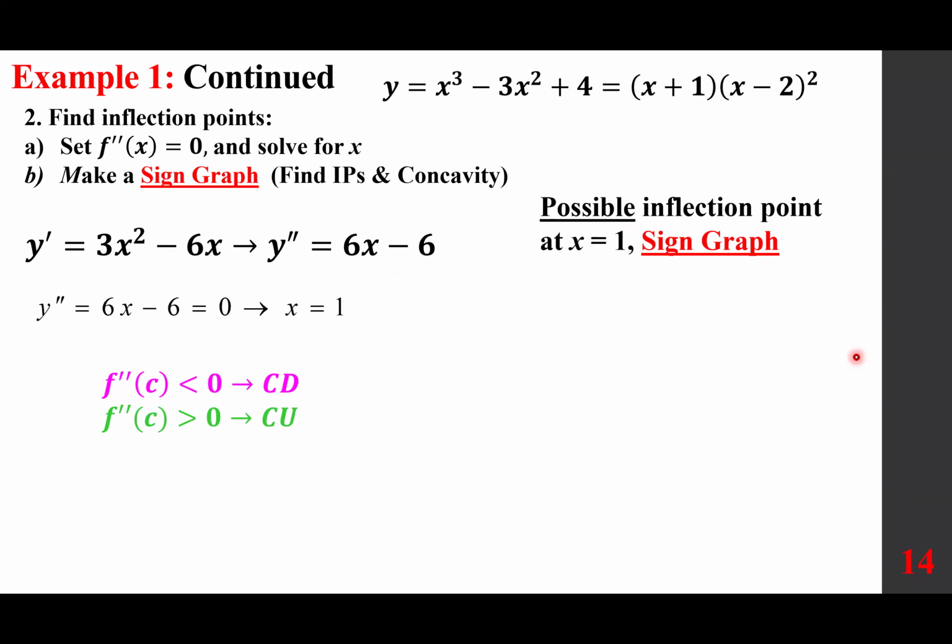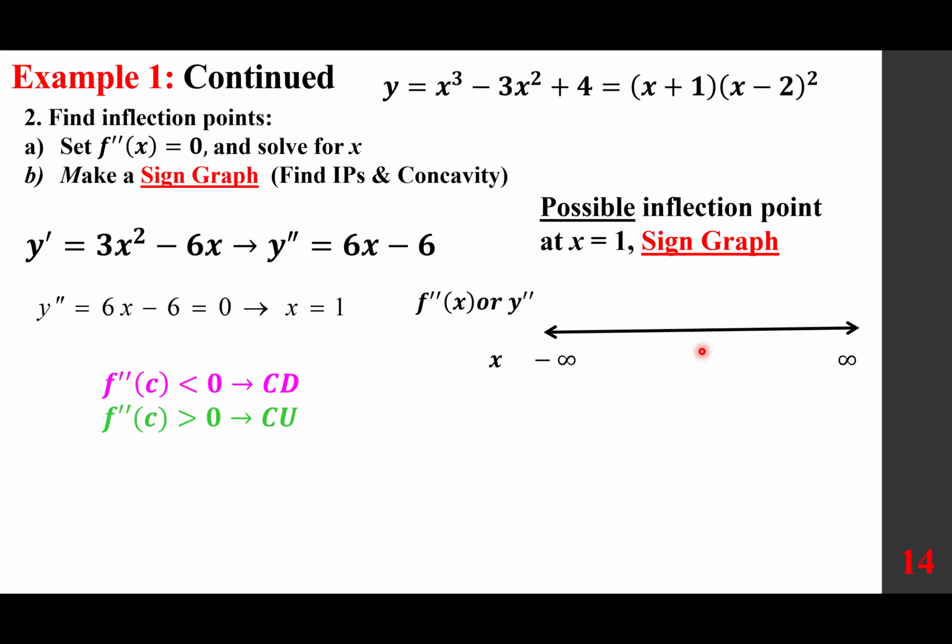We need to do a sign graph. Again, what's a sign graph? A number line from negative to positive infinity. What is the independent variable? It happened to be x. What function are you working with? In this case, I'm working with y double prime. So x goes from negative to positive infinity. The function we are working with is the second derivative.